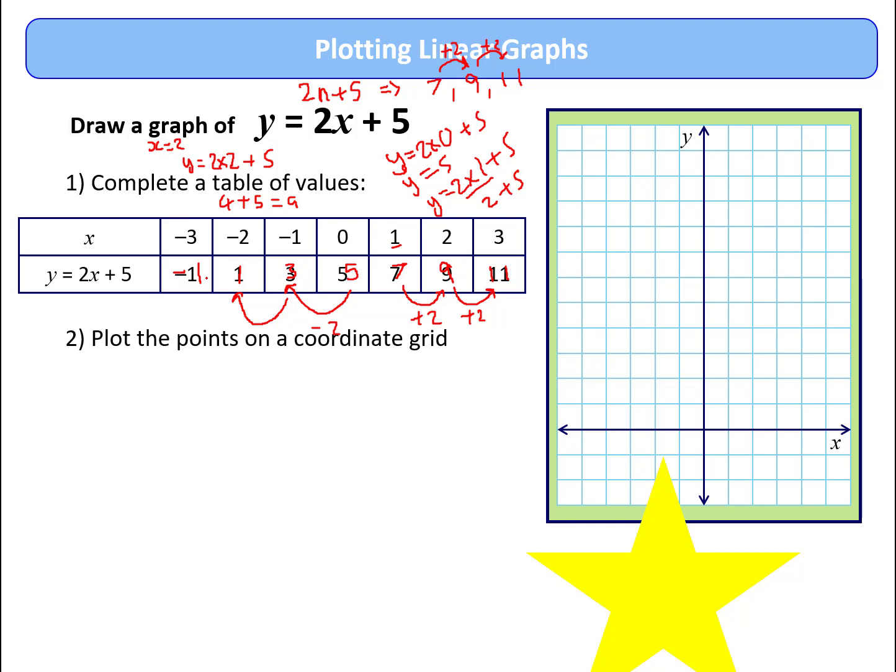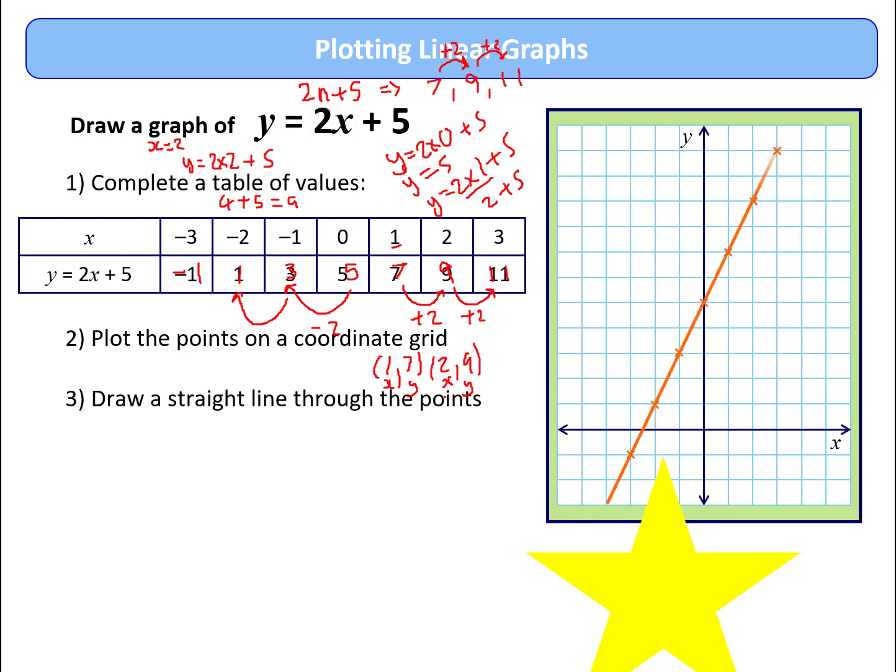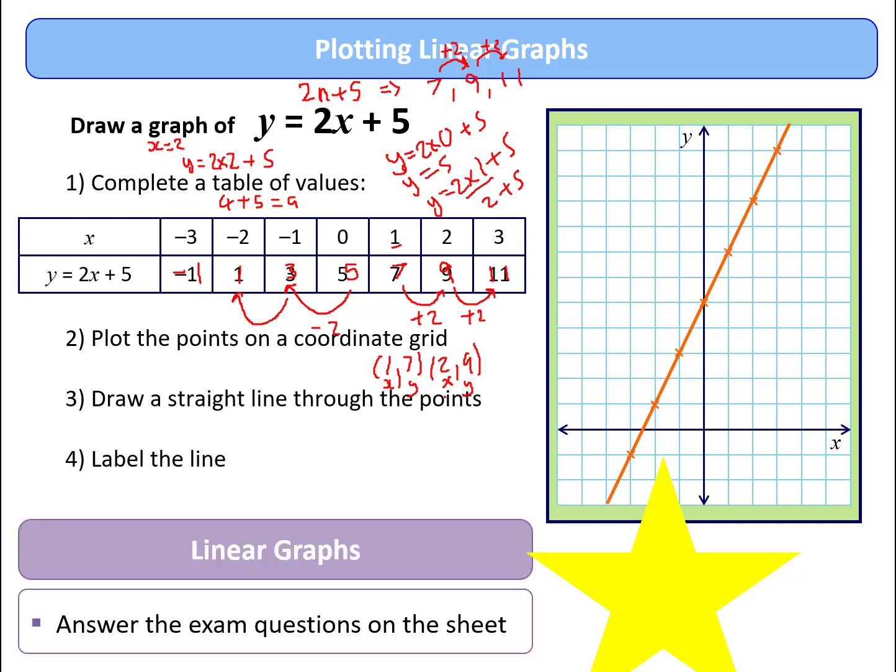Plot those coordinates on the grid. So remember, let's choose this one, that's 1, 7. Up there, that's 2, 9. So remember, that's the x coordinate, that's the y coordinate, x and y, and you just plot those. You plot most of those correctly, and that's worth 1 mark. Draw a straight line through the points that covers just the area of the graph, and that will get you your next mark. Label the line y equals 2x plus 5, that's just good practice. And then that's it. You've drawn a linear graph at grade 4.